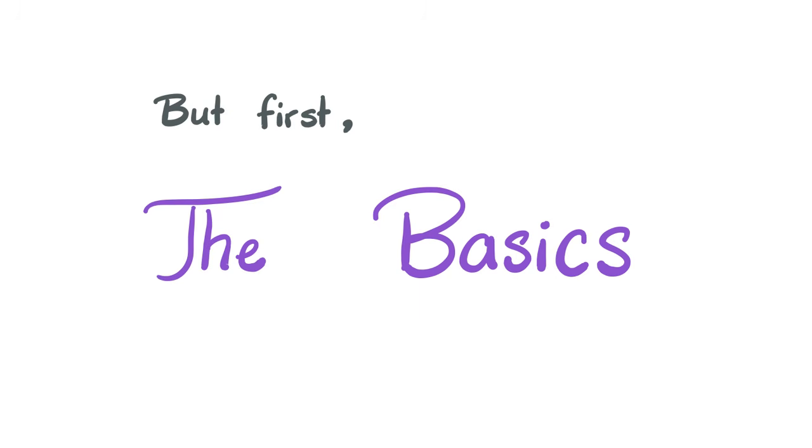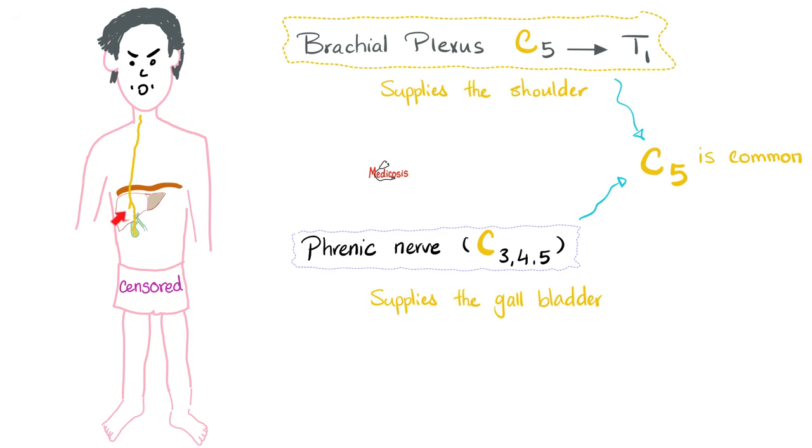Now let's start with the basics. Ever wondered why the pain of cholecystitis can radiate to the right shoulder? I'm gonna tell you. Do you remember the phrenic nerve? Where does it come from? C3, 4, and 5, here in the neck. And it goes down, down, down, and it supplies the gallbladder.